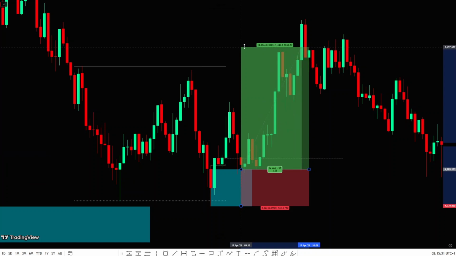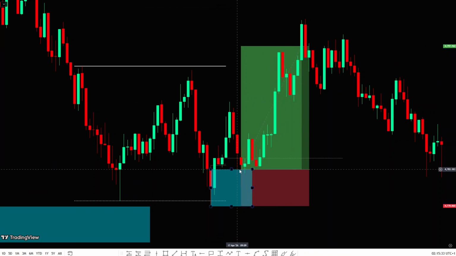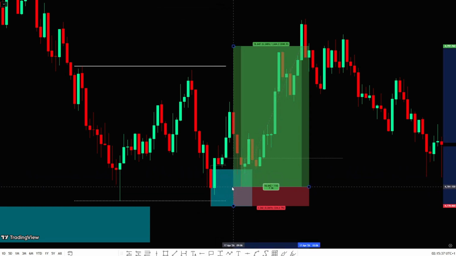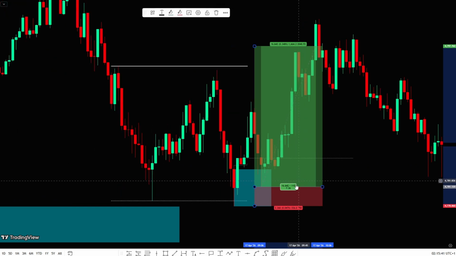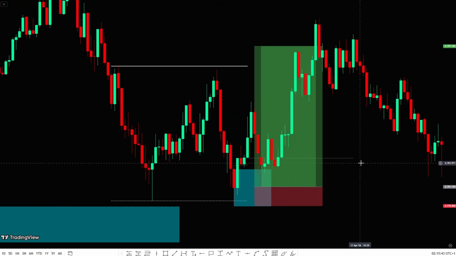Now, if the risk reward is not appealing, what you can do is go down to a lower time frame and refine this. You're going to see a lower time frame order block that you can actually take. And so that's the first example. I want to give you guys a second example.